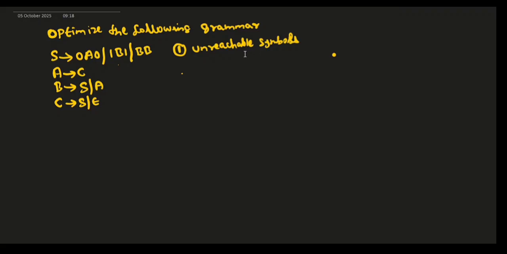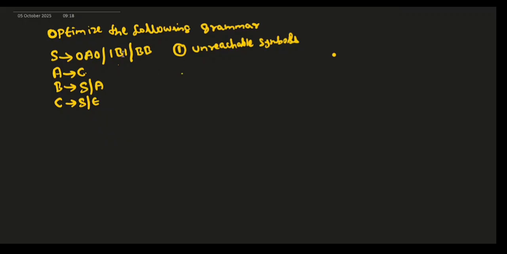Now, first we will try to check it out. We will start from S. S has a non-terminal called A. Now A will generate C and C will generate an epsilon. So epsilon is considered a terminal. So obviously it is going to generate a terminal. So A is actually reachable.